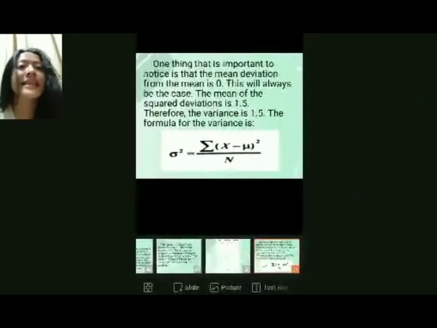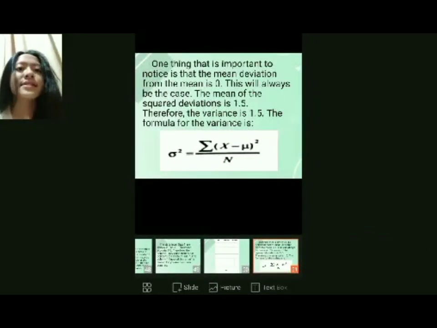So one thing that is important to notice is that the mean deviation from the mean is 0. This will always be the case. The mean of the squared deviations is 1.5. Therefore, the variance is 1.5.